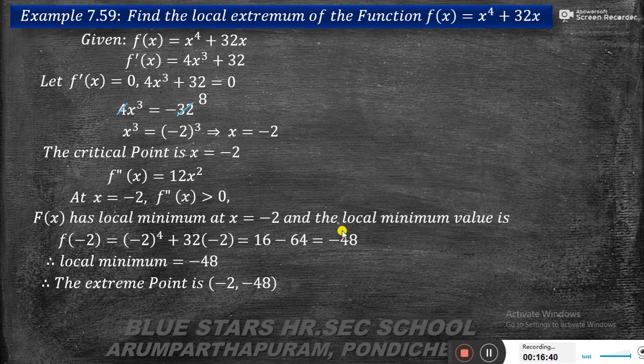The local minimum value is f(-2), so we substitute -2: (-2)⁴ + 32 × (-2). (-2)⁴ is 16, and 32 × (-2) is -64. So 16 - 64 = -48. Therefore f(-2) = -48. This is the local minimum value at x = -2. So the local minimum equals -48, and therefore the extreme point is (-2, -48). This is our extreme point.